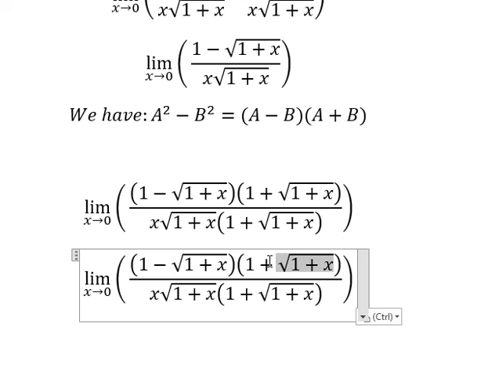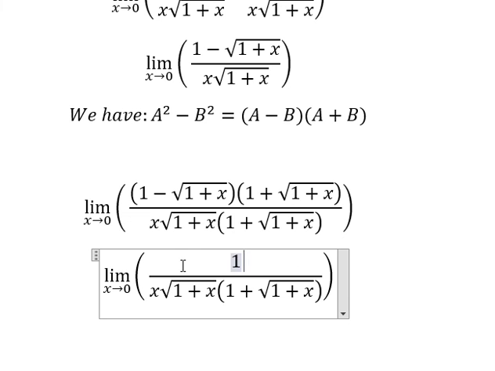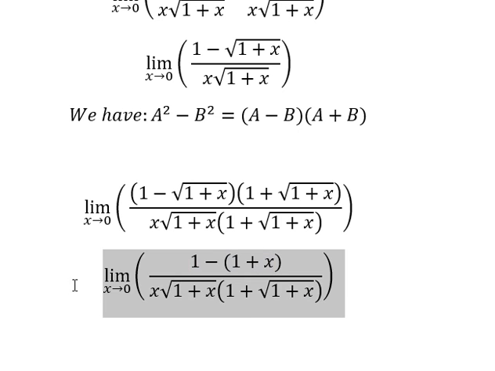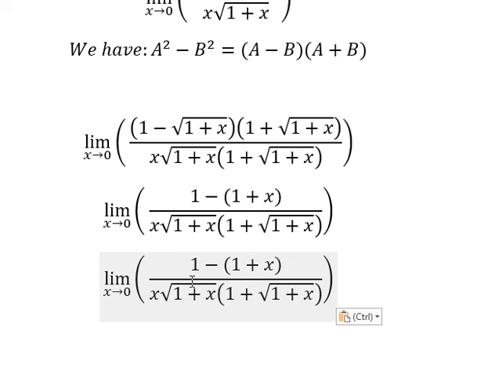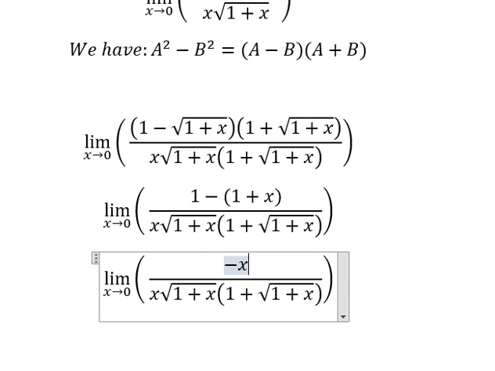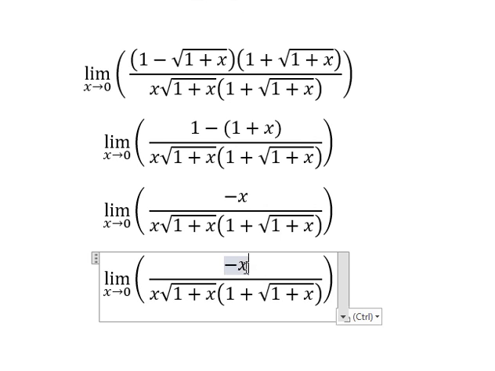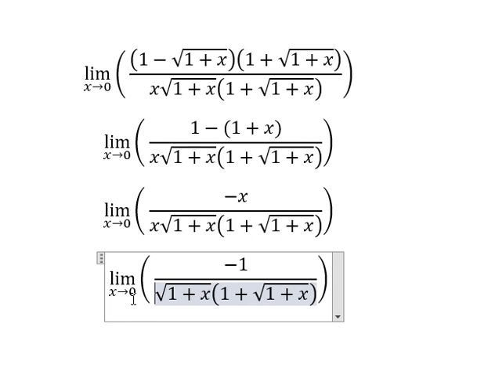Now, if we simplify this one, we have 1 minus 1 plus x. So 1 minus 1 we cancel and we just have only negative x. X divided by x. Now we can put number 0 on here and here.